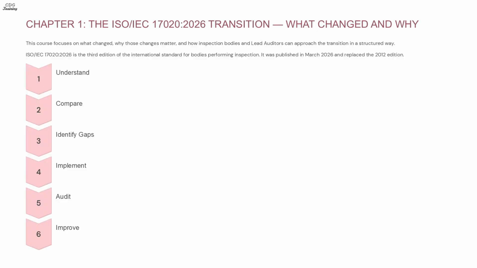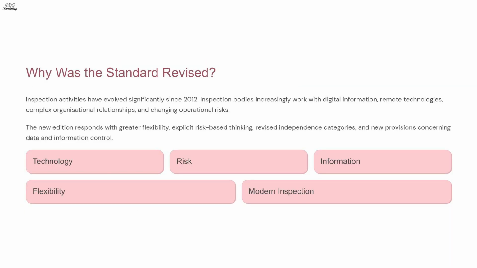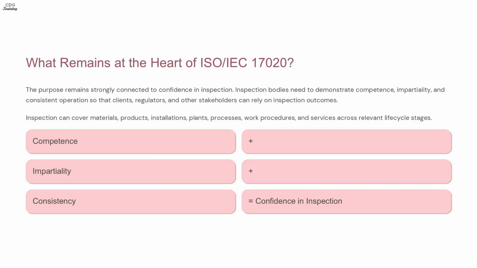This chapter focuses on understanding the changes in the ISO IEC 17020:2026 transition and their importance. The transition from 2012 to 2026 is more than a date change. It involves significant updates in competence and operational requirements. The standard was revised to address evolving inspection activities and incorporate modern practices. Confidence in inspection remains central, focusing on competence, impartiality, and consistency.